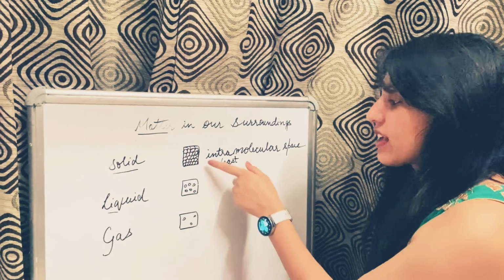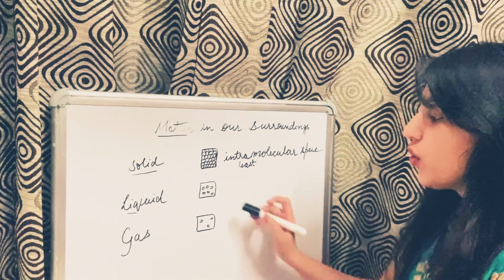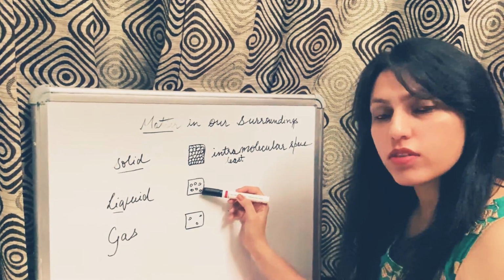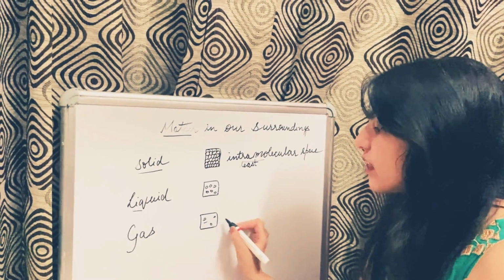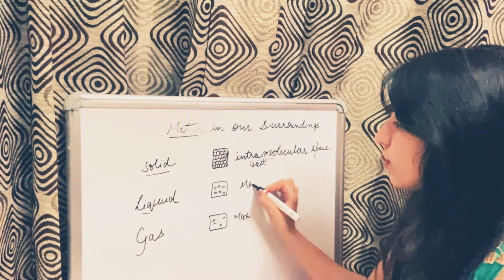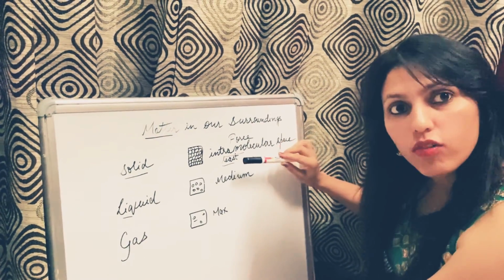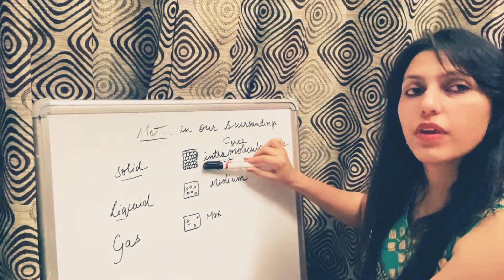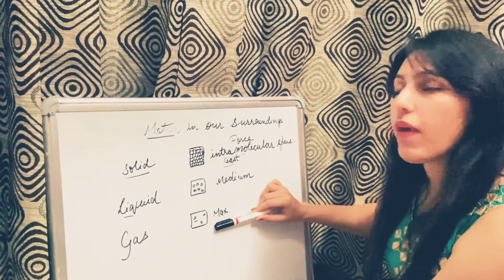In the liquids, as compared to the solids, the intramolecular space increases. You can see there is a space between the molecules, isn't it? And the intramolecular space in the gases is maximum. Now we have observed that the intramolecular space is minimum in the solid, medium in the liquid and maximum in the gases.